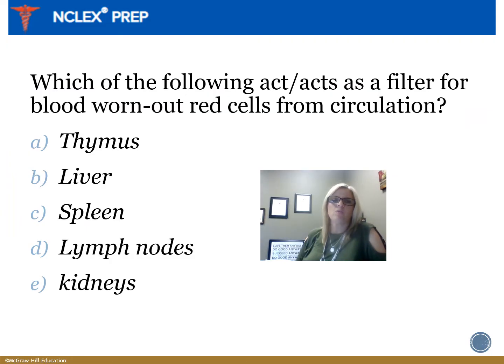All right, good little review question here. Which of the following is a filter for worn out red blood cells? A, thymus, B, liver, C, spleen, D, lymph nodes, or E, kidney? Pause. Get your answer. It is the spleen, C.